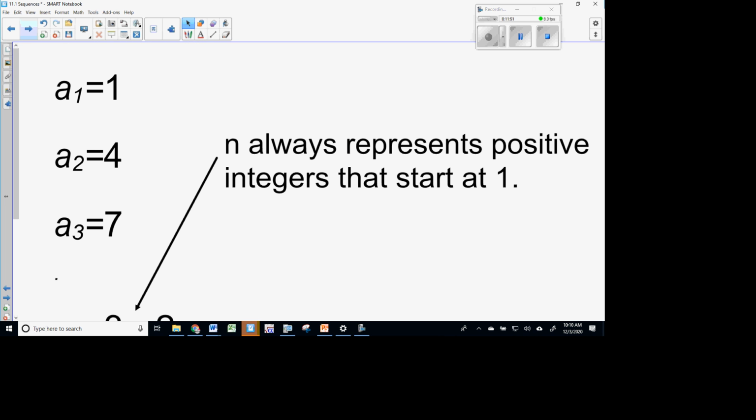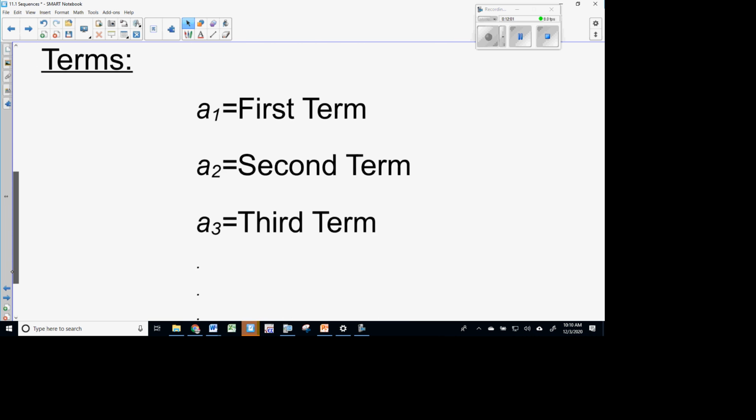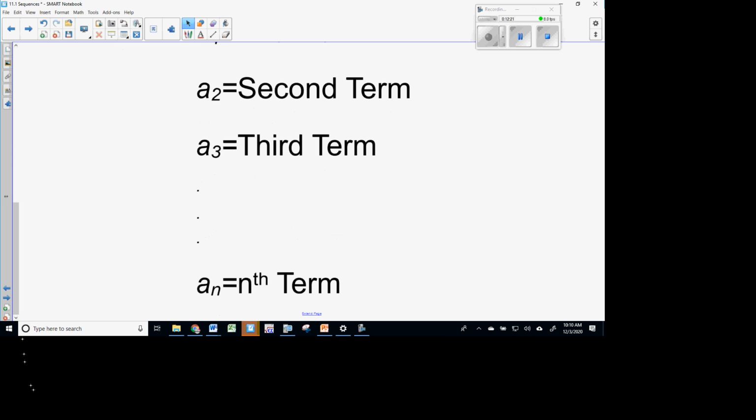We're going to say A sub 1 represents our first term. A sub 2 represents our second term. This is a notation thing, this little subscript, right? So it's a way for us to list what our terms are. A sub 3, so forth and so on, down to A sub n. That is our nth term.